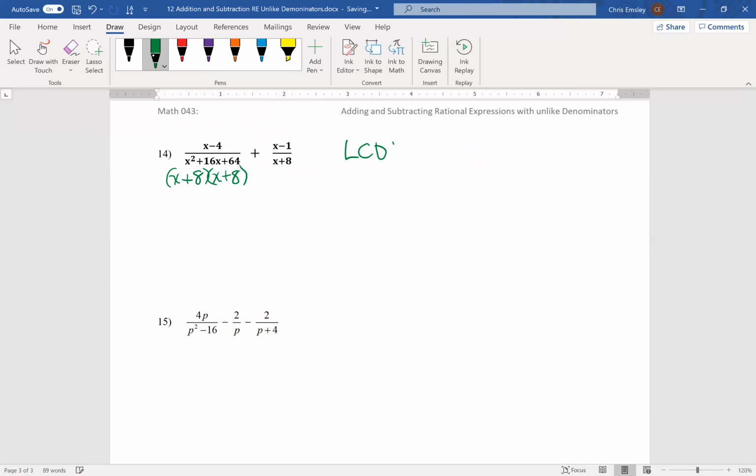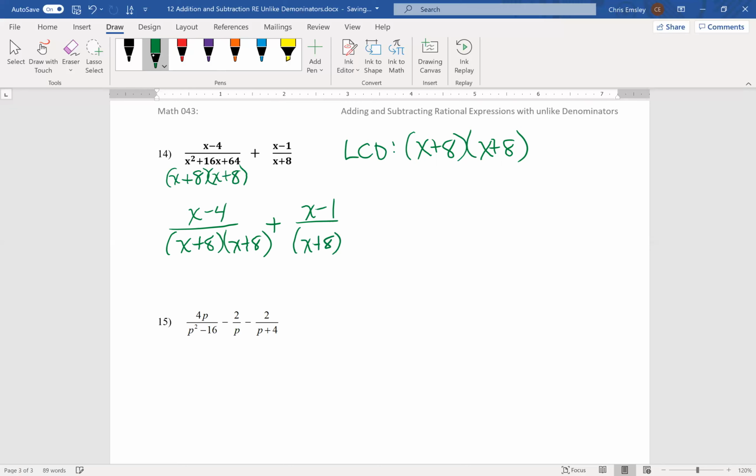So our LCD, to cover the first fraction, we need x plus 8, and we need it twice. And the second fraction, x plus 8, is already covered. The first fraction already has our LCD, so we don't have to do anything to it. Our second fraction has 1 x plus 8, but to match, we need it to have 2 x plus 8s multiplied together. So we've made our common denominator. I'm going to write it x plus 8 squared, just a shortcut, save a little time.